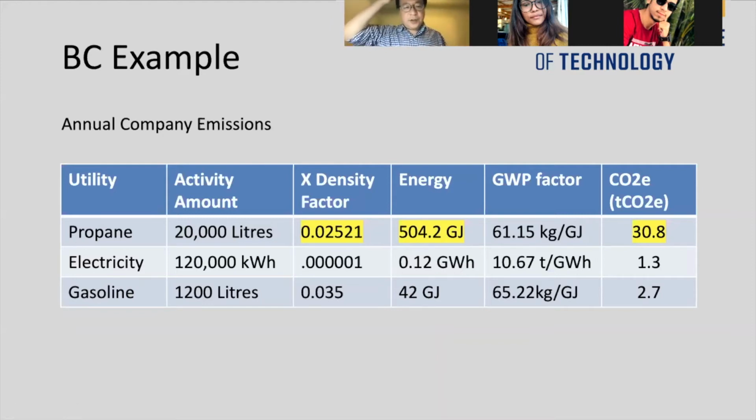Propane, that means when you are cooking, sometimes you will consume propane. Of course, 200,000 liters is quite a lot, but assume you are doing some industrial process and you consume 20,000 liters. For this propane, the density factor is 0.02531. If I know the fuel consumption amount and also the density factor, we know the energy. Why can we do it?